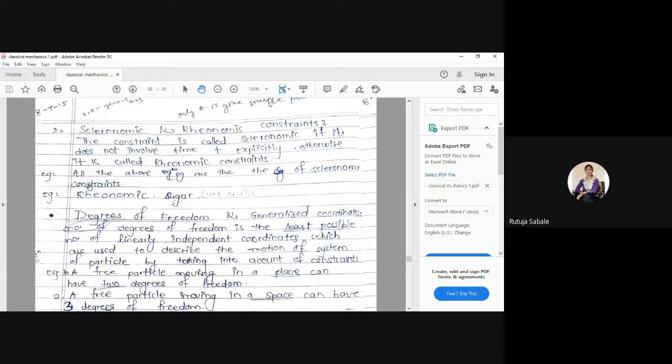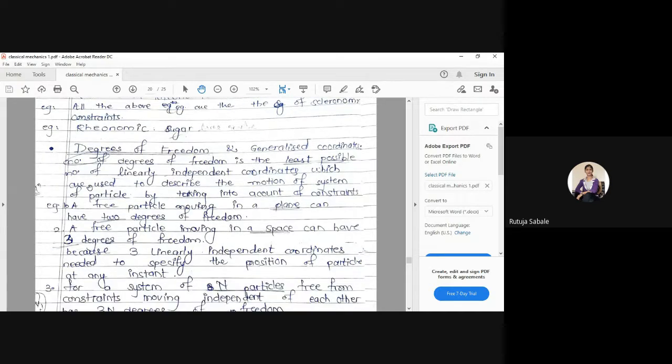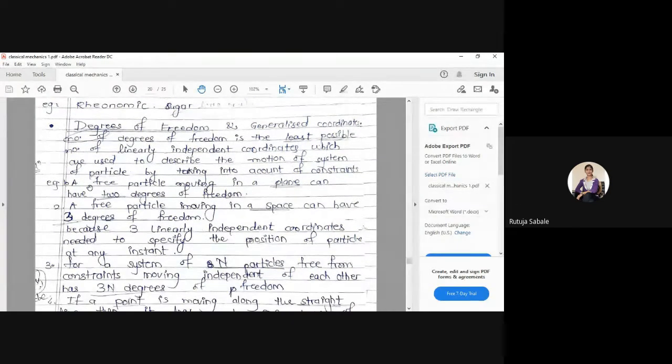Okay, let me go to the next one: degrees of freedom and generalized coordinates. Concentrate on this, because I am repeating that this is a very important point. Whatever examples and geometric figures we are going to calculate, we will do with the help of degrees of freedom and generalized coordinates only. You should listen carefully.